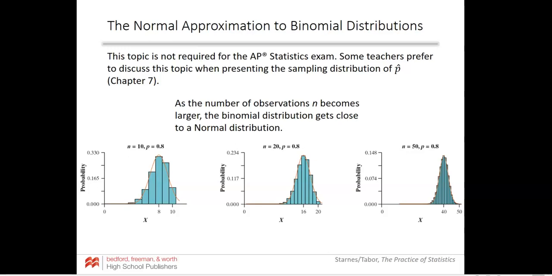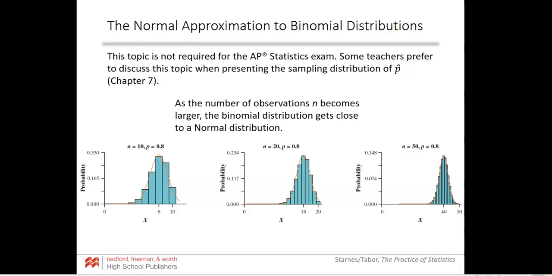That's nice to know. As the number of observations n gets larger, the binomial distribution gets closer and closer to a normal distribution. If n is 10, it doesn't look that normal. When n is 20, it's starting to look a little bit better. When n is 50, that red line is the approximately normal curve, and it does look like a pretty good approximation. It gets better and better.